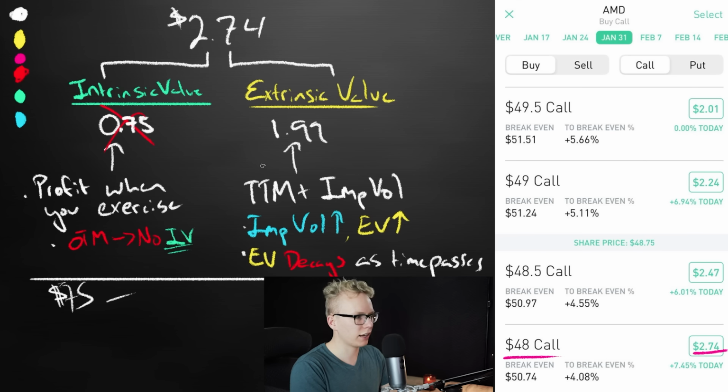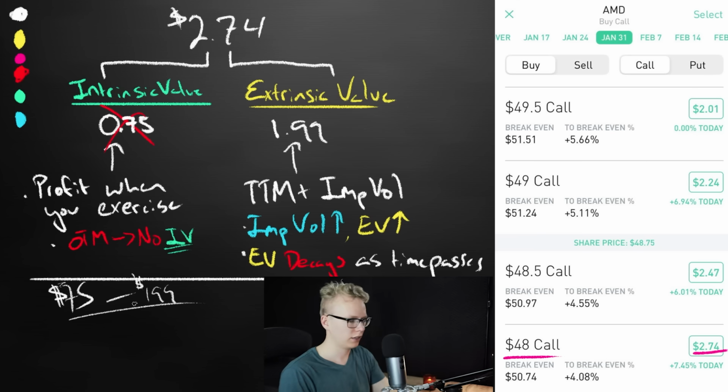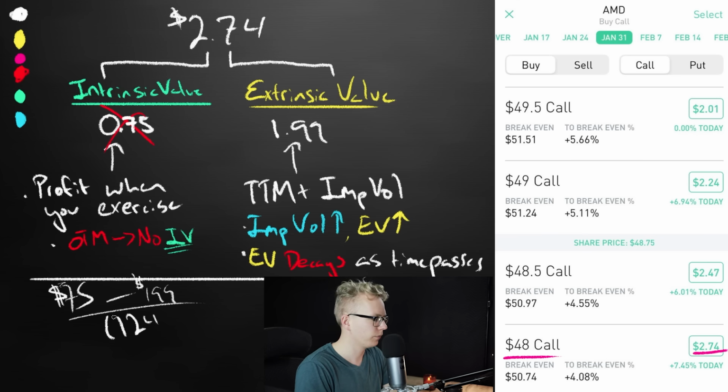However, you lose the extrinsic value. You lose $199. Once you exercise, there's no more time. You just gave up all your time. If you exercise now and there's still a few weeks left until January 31st, you gave up all that time. So you give up extrinsic value. There is no time to maturity as a function of implied volatility because there's no more time. The contract's gone. You've used up your right. It's disappeared, so extrinsic value disappears. So you lose $199. If you gain 75 but lose 199, 75 minus 199, you are going to be at a loss of, we'll do it in parentheses, 124.